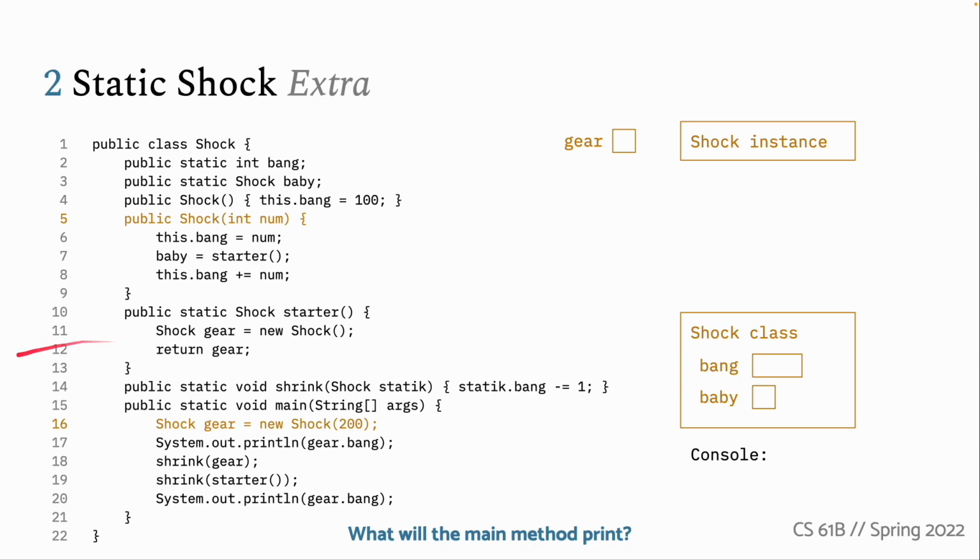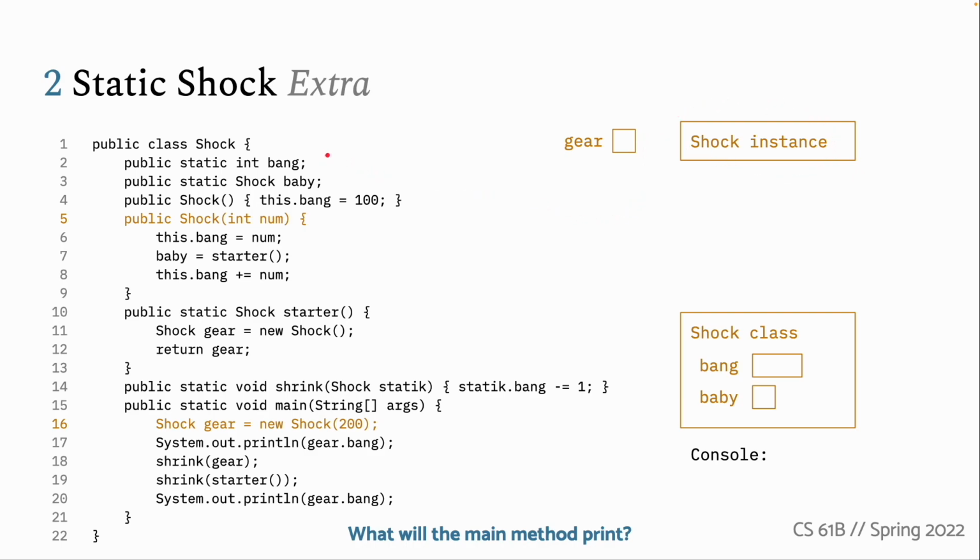So first, in this line right here, we are creating this gear variable. And we are calling on this constructor for shock. We're passing in 200. So we're going to go through this constructor, which is why I haven't drawn this arrow yet. Because if you remember what happens in order when we have a line like this, this side of the equal sign is first evaluated. So shock is evaluated first. And then we assign it to gear. So this arrow won't exist until the shock instance has been completed.